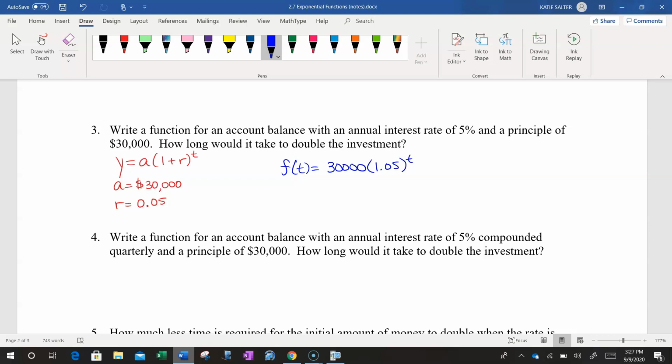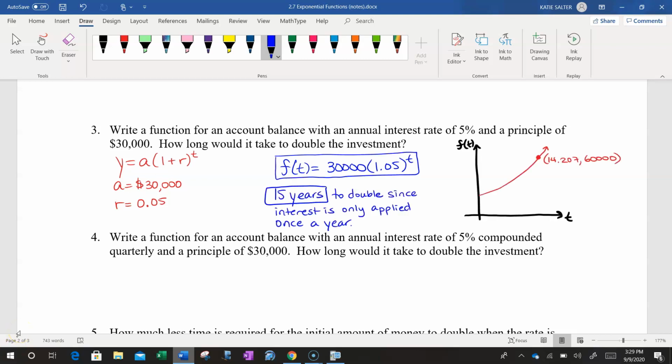And then we're going to use that to figure out how long it would take that investment to double. So if we start with 30,000, we want to know when it reaches 60,000. I want y'all to go in your calculators, figure that out, pause the video when you're done, and come back. Pause now.